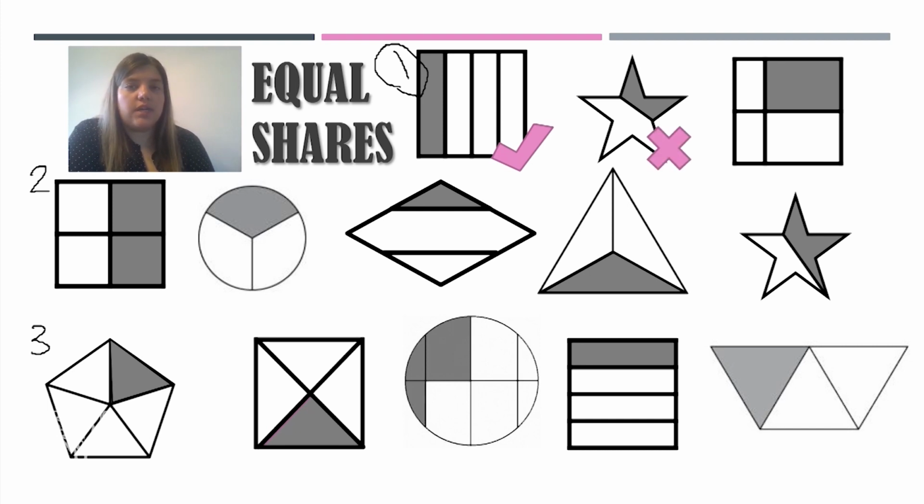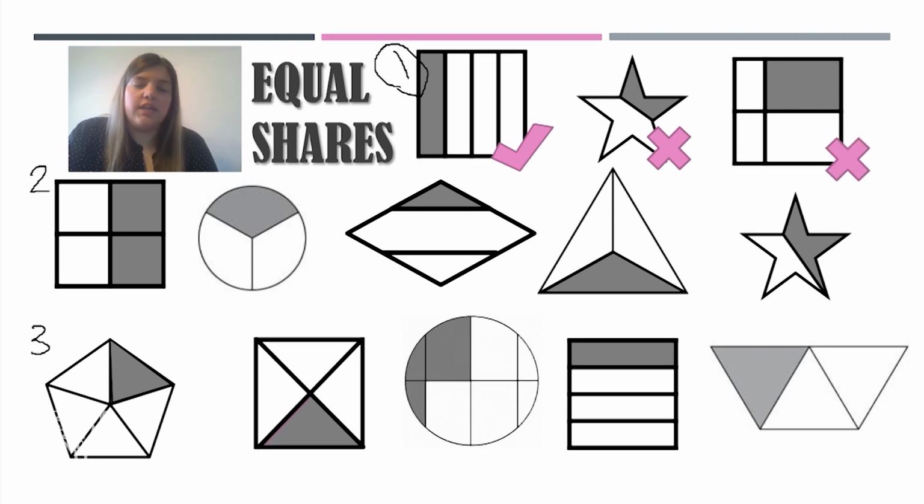What about the square next door? What are your thoughts on that one? Now I know that there's 2 columns, and the first column is really skinny and the second column is really wide. But at least 2 pieces are the same size and the other 2 pieces are the same size. Does that work? No, that doesn't work. That shape is not divided equally.